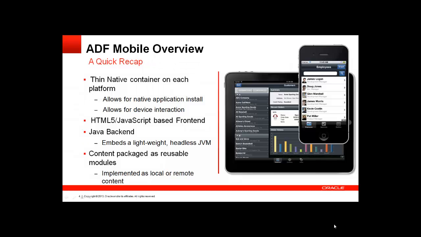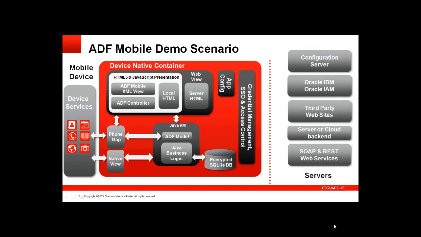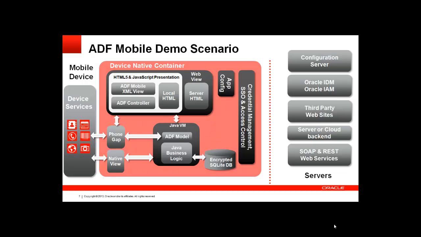So a quick recap. ADF Mobile is our technology for building on-device native applications for iOS and Android using technology based around Oracle ADF and Java. Now, this is the architecture diagram, but the main point I want to focus on is the highlighted red container. This is your ADF Mobile native application that's running on, in the example I'm going to show, an Android tablet. And from that application, we're going to access some data or business services via a REST web service.